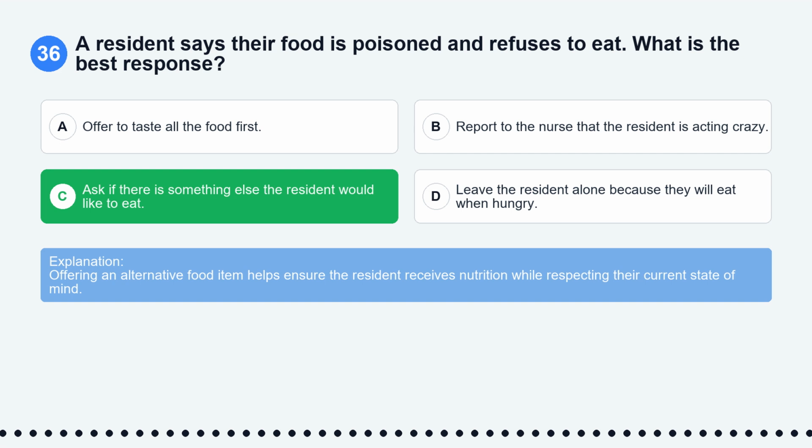Offering an alternative food item helps ensure the resident receives nutrition while respecting their current state of mind.